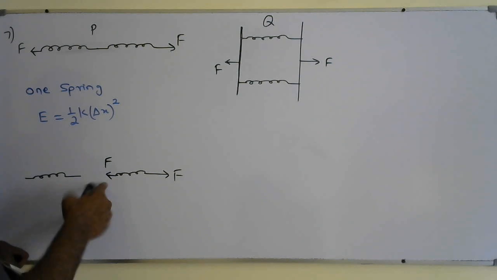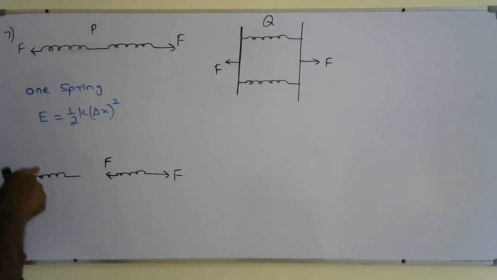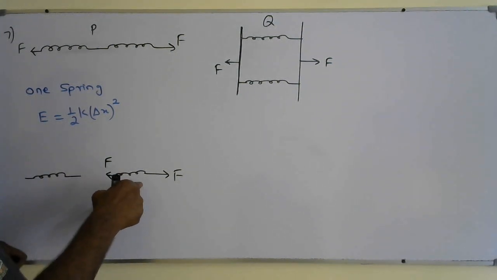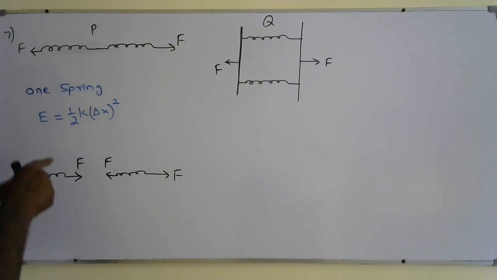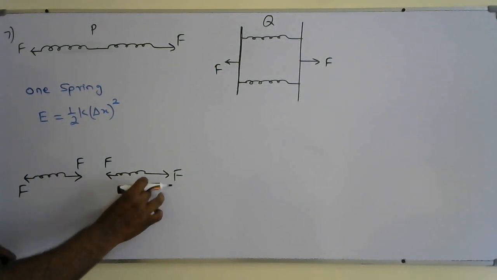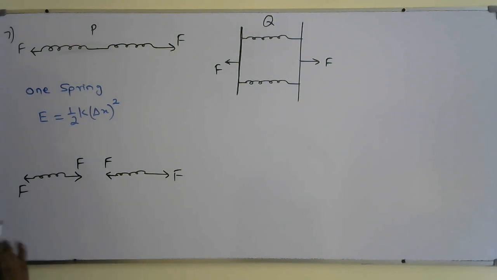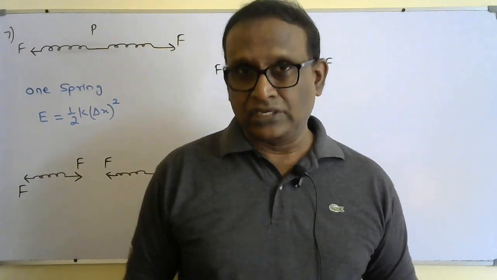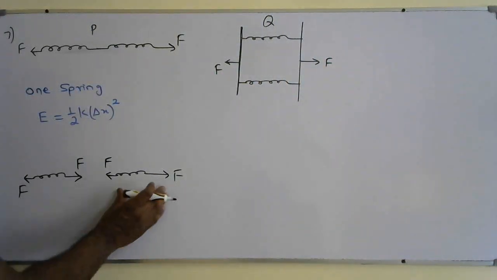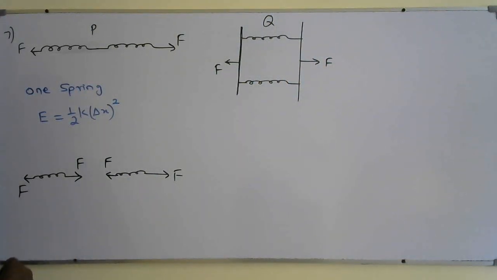This force should be given by the first spring. So the first spring exerts force F on the second spring in diagram P. So the second spring exerts the same force F on the first spring. So to balance it, here should be F. So the tension here is F, tension here is F. So each of the springs will have a force equal to F.